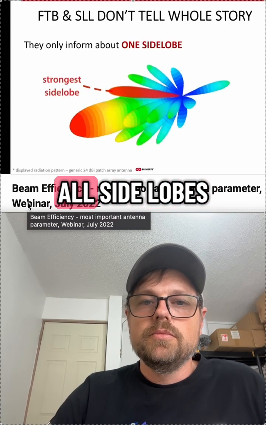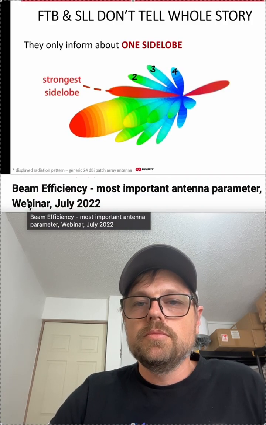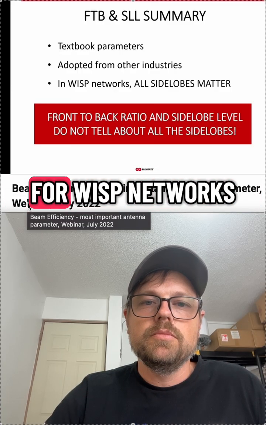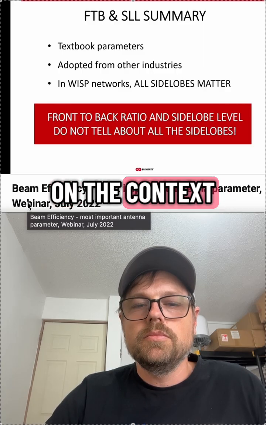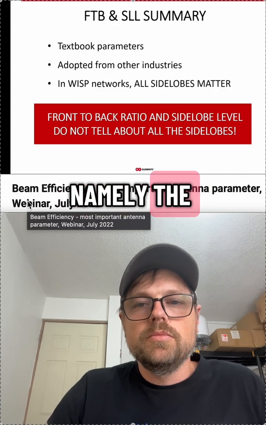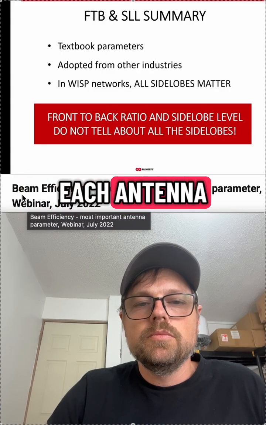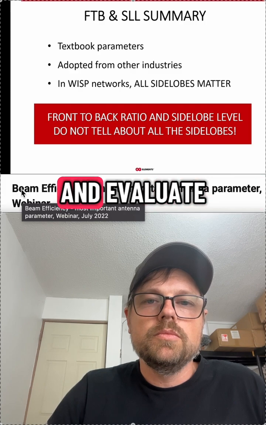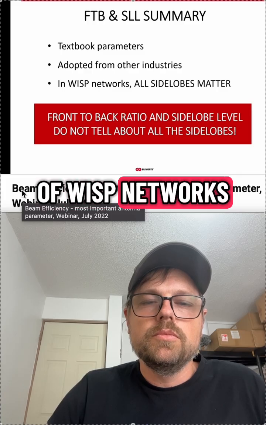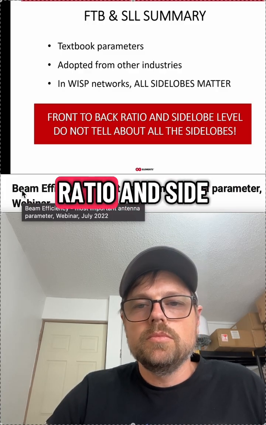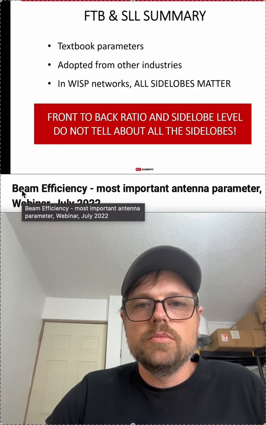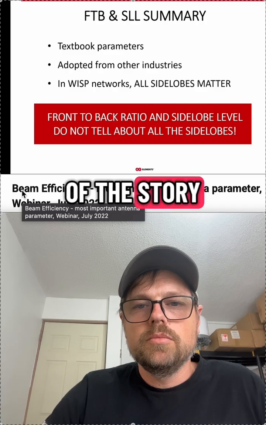In WISP networks, all side lobes of an antenna matter. To sum it up, not all antenna parameters are practically useful for WISP networks. It simply depends on the context an antenna is used in. In the end, it is up to the users and actually mainly the manufacturers to responsibly look at each antenna parameter and honestly evaluate whether it is useful in the framework of WISP networks or not. The conclusion for front-to-back ratio and side lobe level clearly says that these two are really not so important. They tell a very limited part of the story of the side lobes.